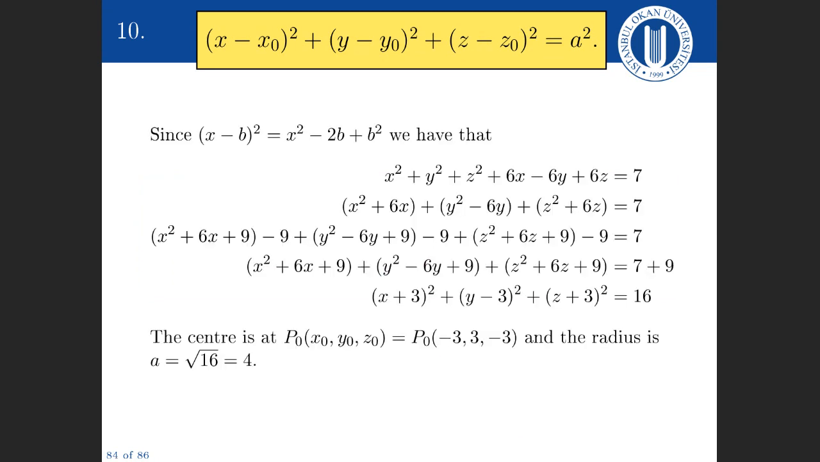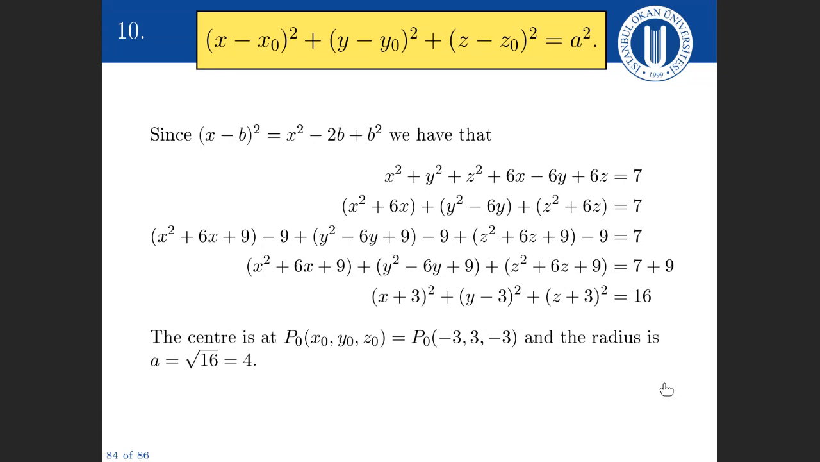Here's the whole calculation I'm showing to you all at once. I'm grouping all of the x terms, all of the y terms, all of the z terms together. And then I'm doing plus 9 minus 9, and then again plus 9 minus 9, and plus 9 minus 9. Move these odd numbers, these minus 9 minus 9 minus 9, over here.